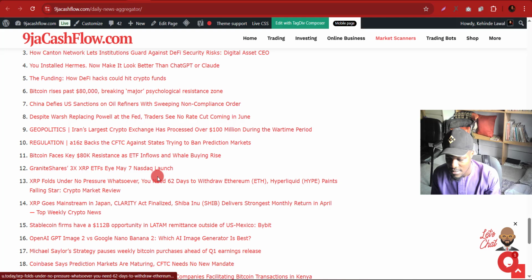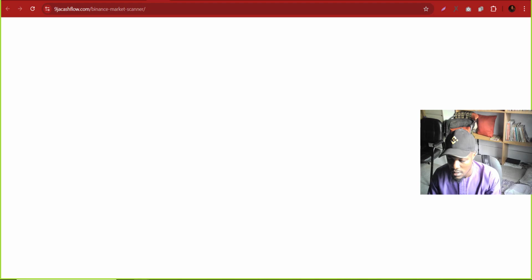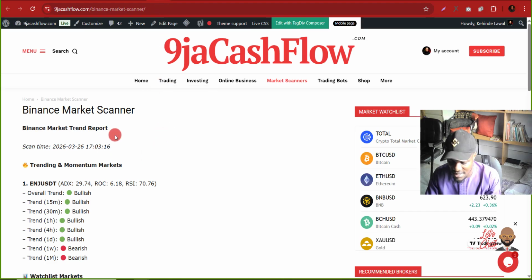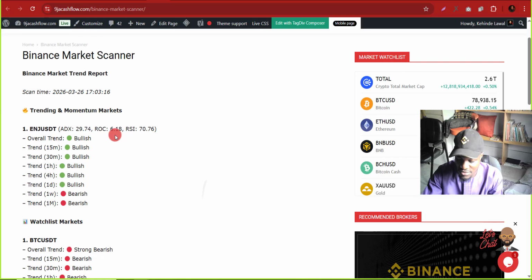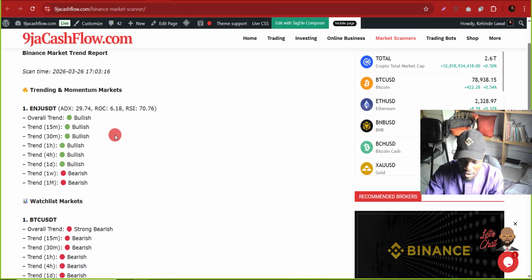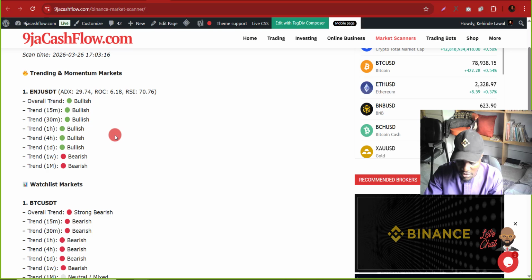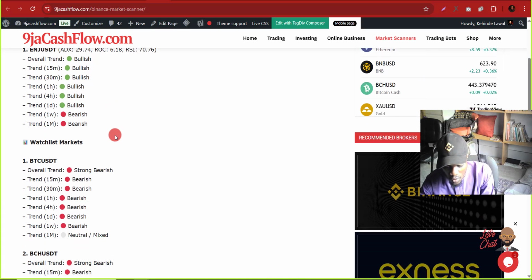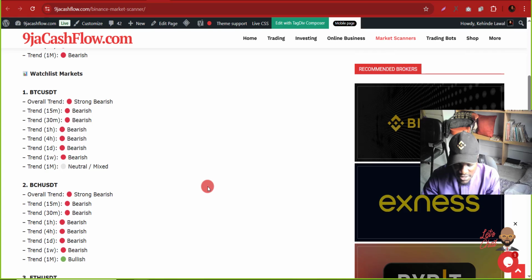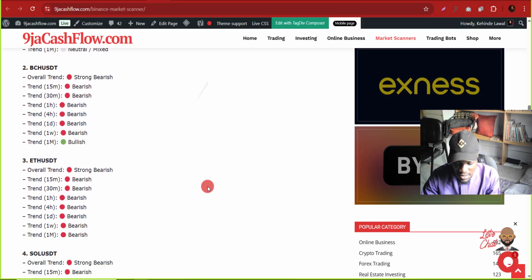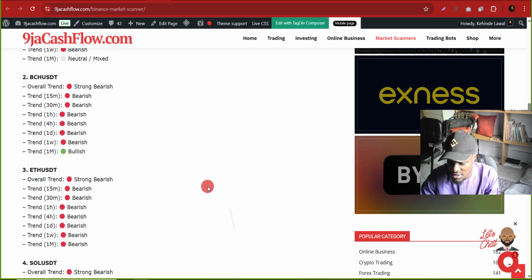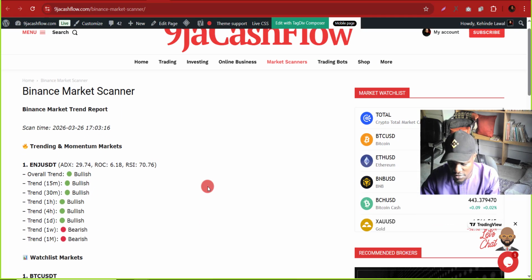Okay, and finally, if you come to the Binance market scanner, you're going to see the last scan. You're going to see trending and momentum market on Binance. You're going to see different coins that are trending. Then we have the watch list. That's the trend for BTC, BCH, ETH, Solana, etc. So guys, you don't have to trade all this. This is just a scanner. You still have to do your due diligence, do your research, and manage your risk carefully.